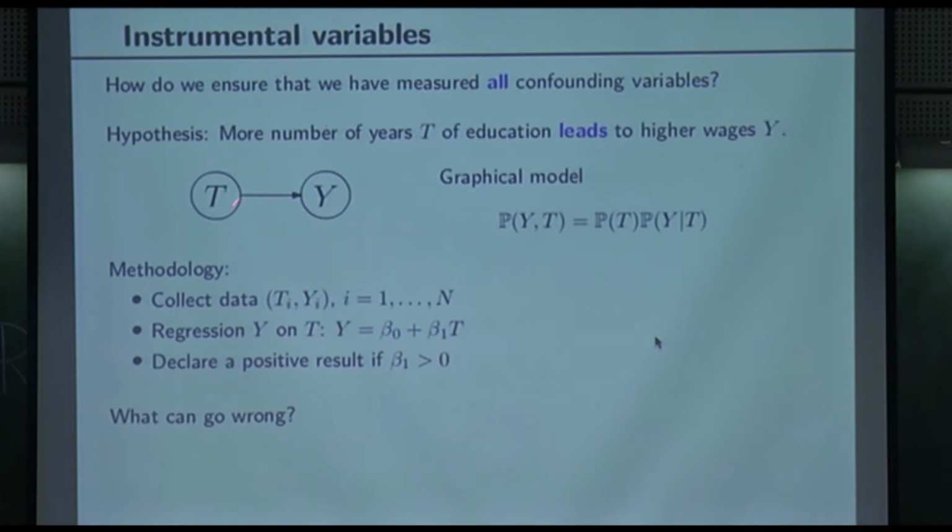So suppose there is no relationship between T and Y. What could cause a positive effect from this regression? What could be the factor that might actually cause a problem here?